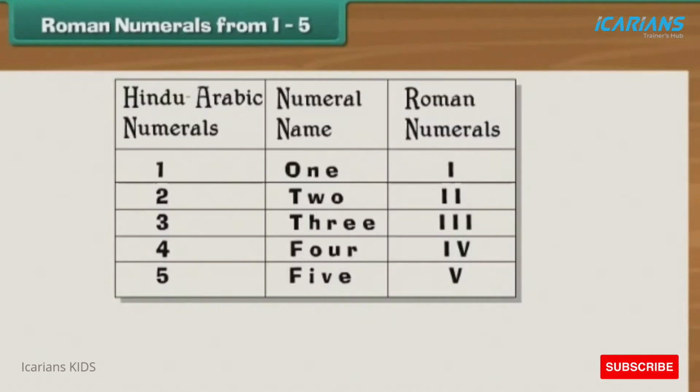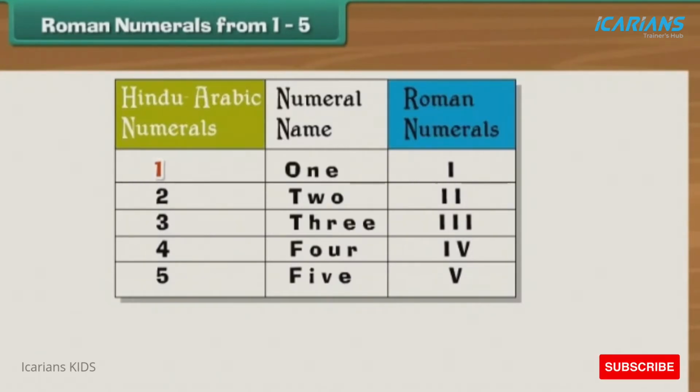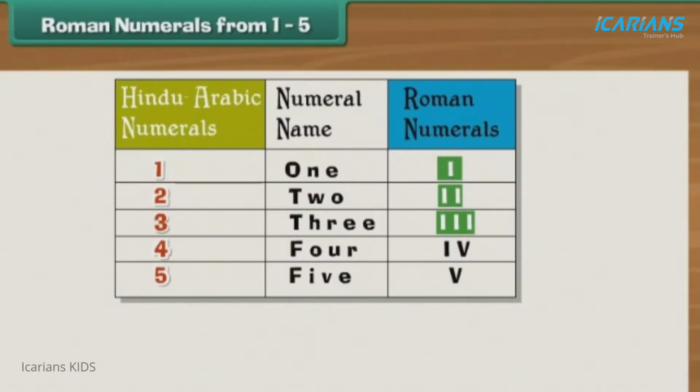Roman numerals from 1 to 5. The Roman numeral corresponding to the Hindu Arabic 1 is I. As 2 is 1 plus 1, it is written as 2 I's. Similarly, as 3 is 1 plus 1 plus 1, it is written as 3 I's. 4 and 5 are written slightly differently as IV and V.